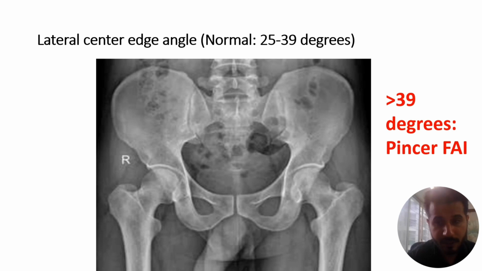Second thing which we need to look for is lateral center edge angle. For this, I'll draw a vertical line from the center of the head. The second line is drawn from the center of the head to the lateral most edge of the acetabulum. This angle is normally in the range of 25 to 39 degrees. Less than 25 degrees would indicate acetabular dysplasia and more than 39 would indicate the possibility of pincer type of FAI.